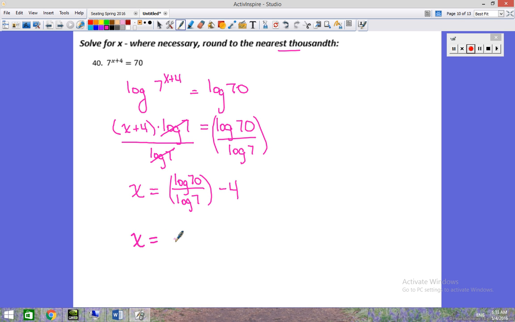When you key it into the calculator, you have to be careful to close the parenthesis after the 70. So you hit log 70, close the parenthesis, divided by log of 7, close the parenthesis again, and then minus 4. So I get negative 1.817. With exponential equations, I'm definitely not afraid of negative values, and I don't have to worry about extraneous solutions either. So if we've done our calculations correctly, this is going to be a correct solution.